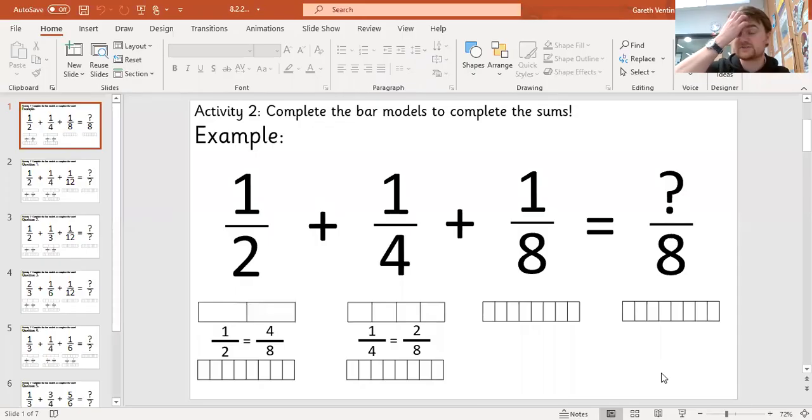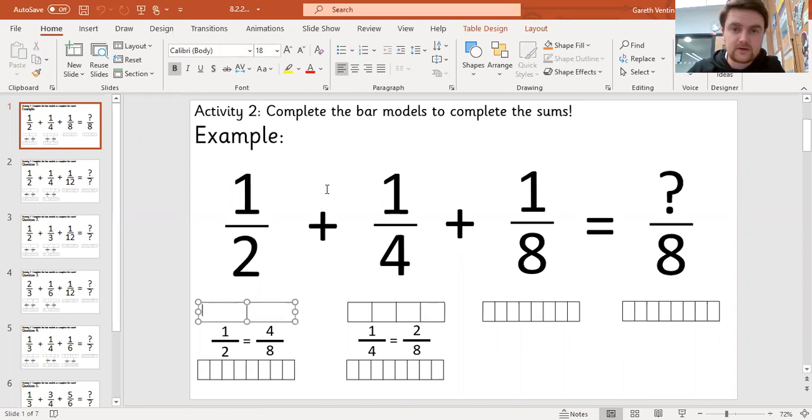If you are going for challenge deux, very much changing my languages here, it's the same as what we looked at last week, where you've got the same activity, but basically you have to complete the bar models. So if I've got 1/2 here, then I will fill 1 out of the 2, and then I can see that 1/2 is equivalent to 4/8.